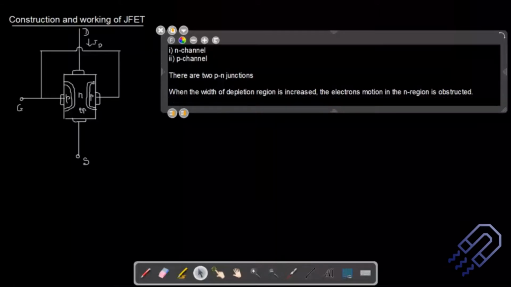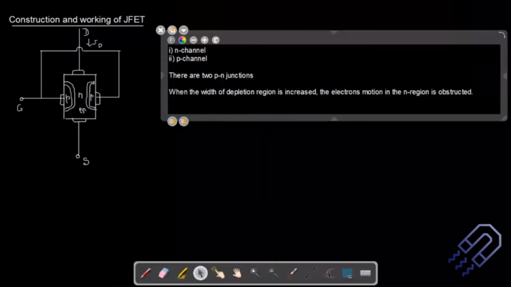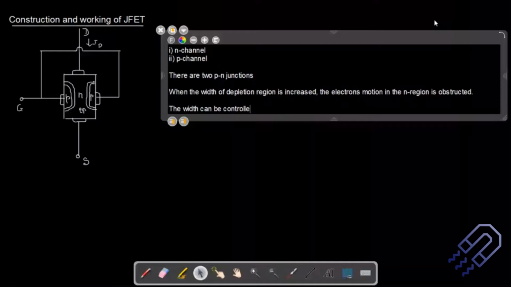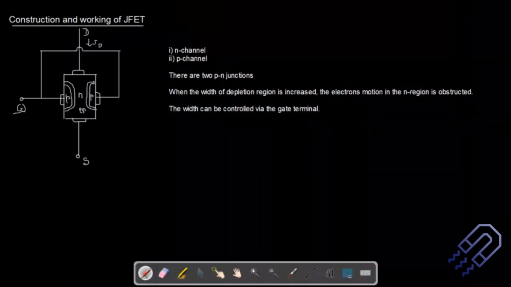This width that we are talking about can be controlled. When you write it in your exam for construction and working, you can consider these points. The width can be controlled via the gate terminal. This gate terminal that we are talking about is very important, because of this the width will be adjusted. So the width of the depletion region can be controlled via the gate terminal. That's important.